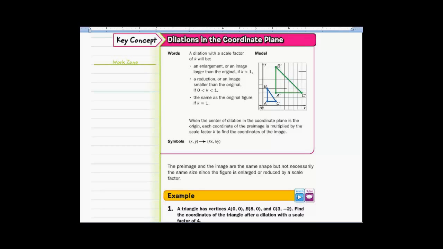Okay, chapter 6, lesson 4, last lesson in the chapter on transformations. This lesson is about dilations. So think about dilations as making something bigger or enlarging things.